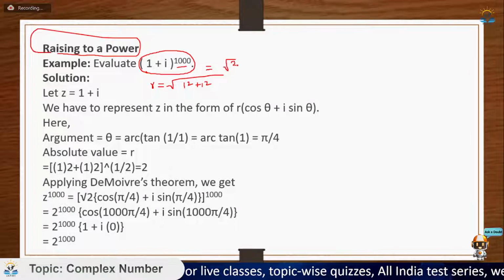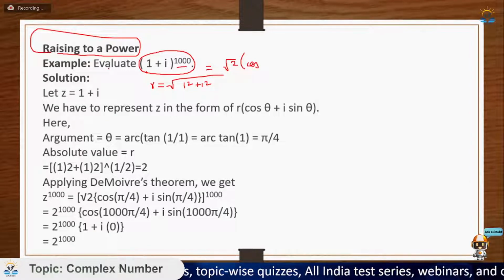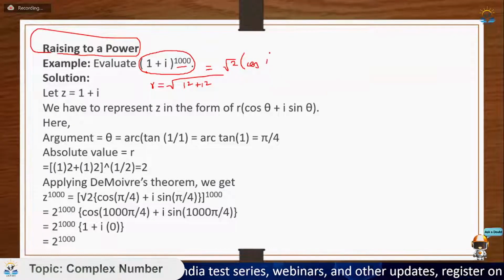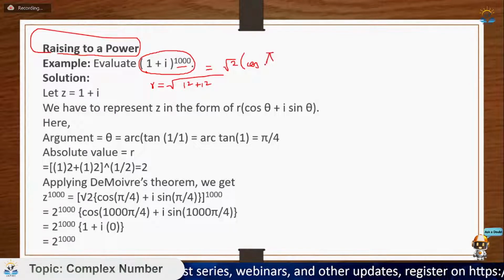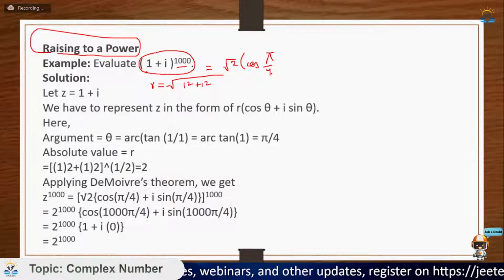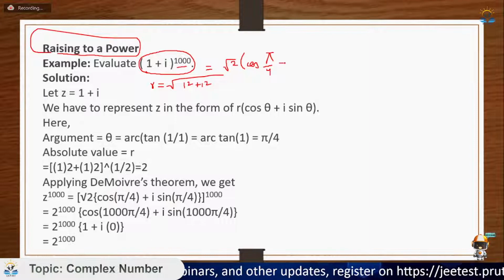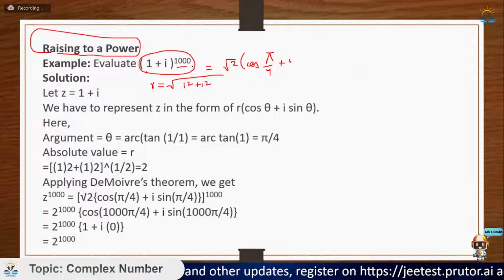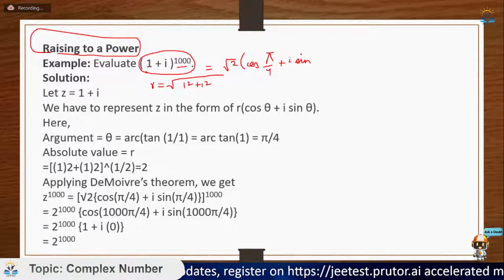This is my r times cos theta. Theta would be b by a, 1 upon 1, that is equal to 1. So tan theta is 1, which implies theta is equal to 45 degrees. So root 2 times cos pi by 4 plus iota sin pi by 4.